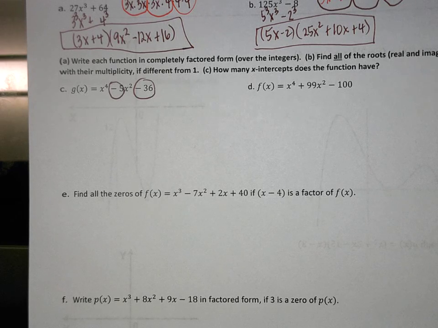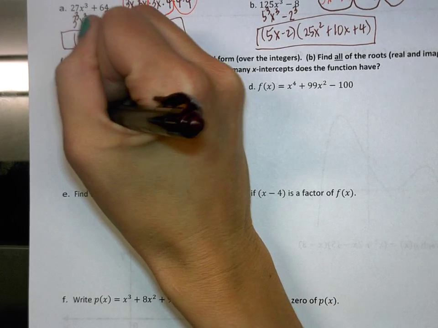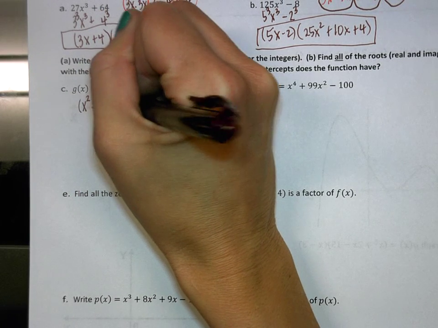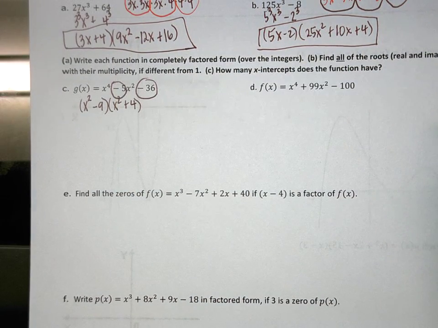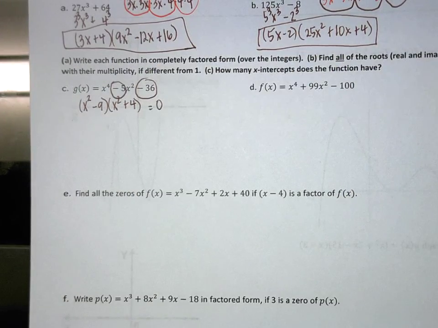9 and 4. Negative 9, positive 4. Perfect. So when I write this, it's going to be x squared minus 9 and x squared plus 4. Is that okay? Okay. Now, can either one of those factor further?